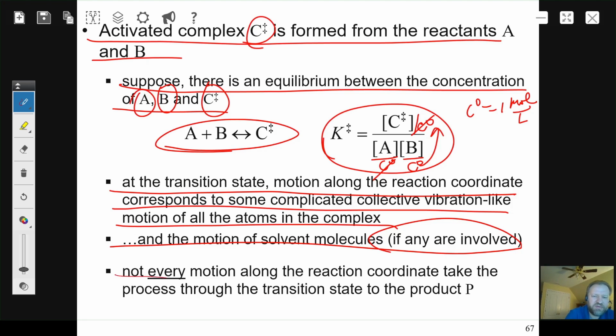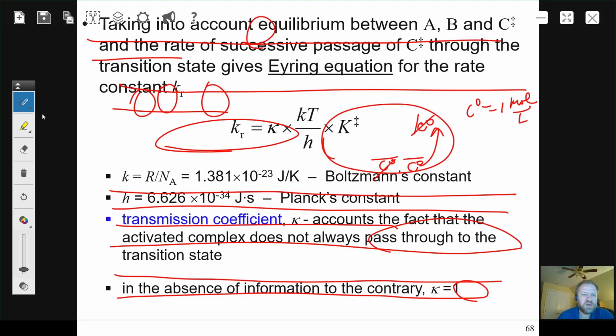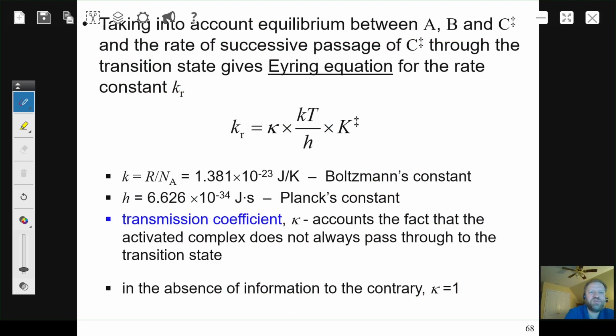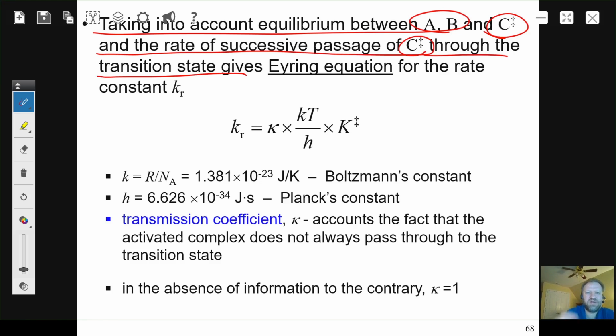And we want to point out that not every motion along the reaction coordinate will take the process through the transition state to the product P. So taking into account equilibrium between reactant species A and B and activated complex C, and the rate of successive passage of C through the transition state, remember that the maximum of the activation barrier, right? So that gives us the so-called Eyring equation for the rate constant Kr.